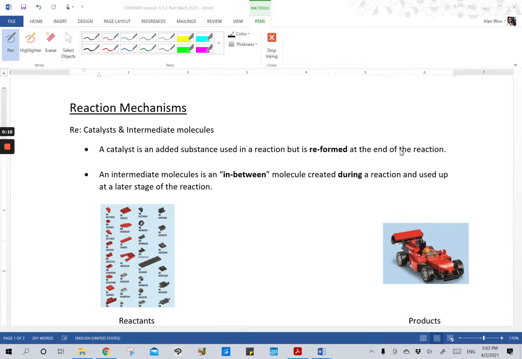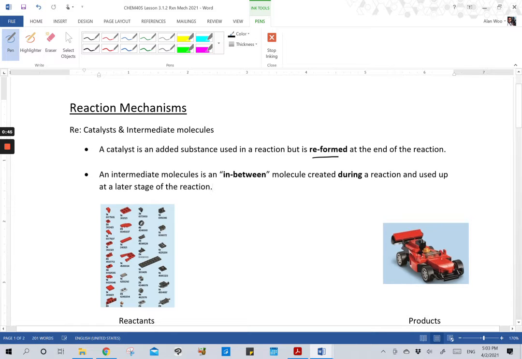So just to review a little bit, in past lessons, we've talked about catalysts and intermediate molecules. A catalyst is any type of substance that you add into the reaction. It's typically some kind of reactant. This particular reactant basically increases the speed of the reaction, but more importantly, the catalyst is reformed at the end of the reaction. So it's not used up or consumed. It's basically added in. So what you put in, you get out at the end.